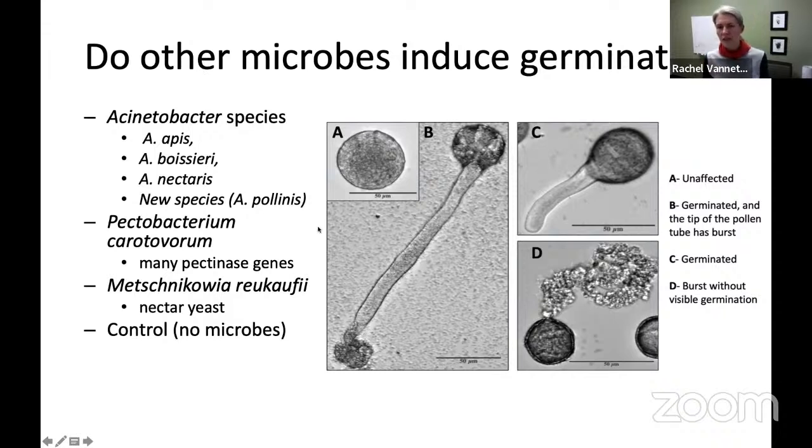To assess if this was simply the one strain that we picked, or if many microbes contain the ability to affect pollen in this way, Sean chose a number of different Acinetobacter species: Acinetobacter apis, boserii, nectaris, and the new species pollinis. All of these are from that nectar-associated clade. We also compared their effect on pollen to that of Pectobacterium, which we know contains a lot of pectinase genes, which we think were responsible for this phenotype, as well as the nectar yeast, Metschnikowia reukaufii, and a control.